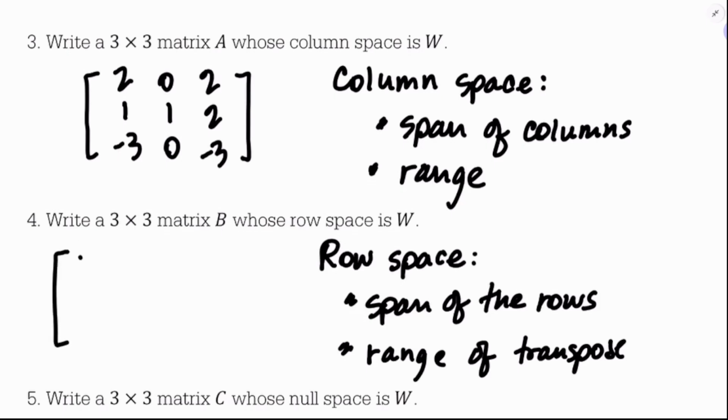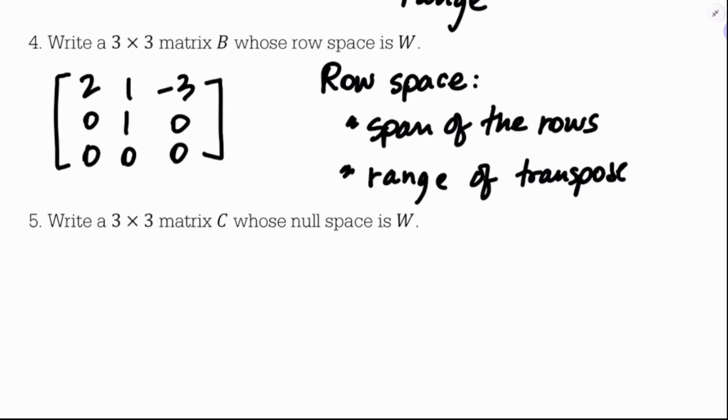Well, if we had the 2, 1, negative 3 and the 0, 1, 0 as rows, and the rows spanned the same space as the columns of the other one, that would be having a row space of W. And so we could see that if we transposed this matrix A to get B, then that would work for us because the row space is the range of the transpose. But I might also throw in a row of all zeros here, because that wouldn't add any access to new vectors, right? I'd just be stuck with the span of those rows, and that would be represented by plane W.